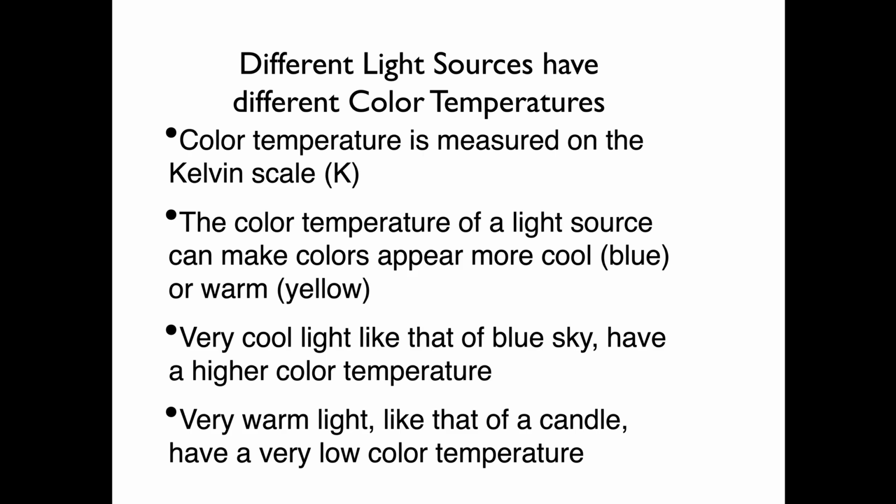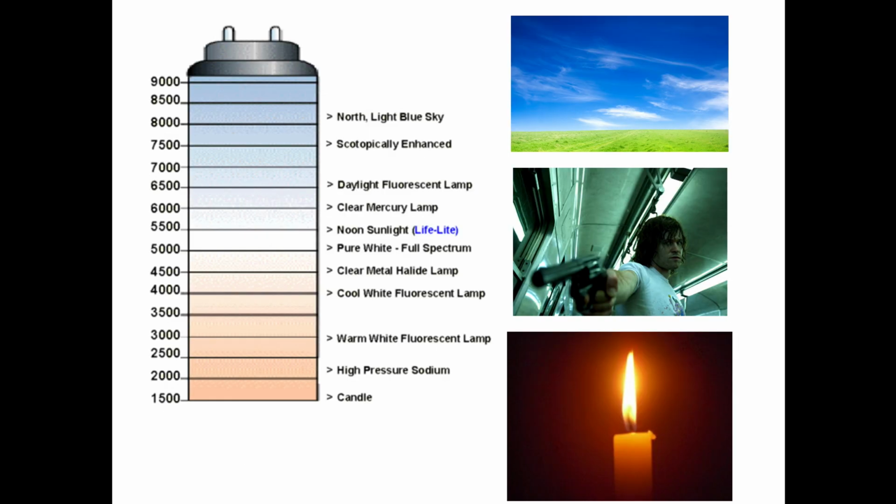The reason there are color shifts is that different light sources have different color temperatures. They're measured on a scale called the Kelvin scale. If it's very blue or cool light, then it is burning at a higher color temperature. If it's very yellow or warm light, it's burning at a lower Kelvin color temperature. So this is the Kelvin scale, and some examples of how those lighting sources appear on film.